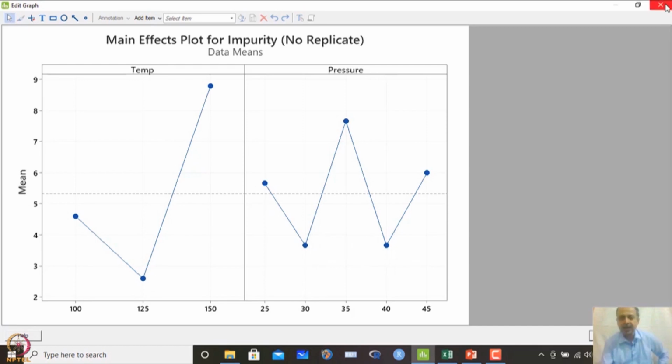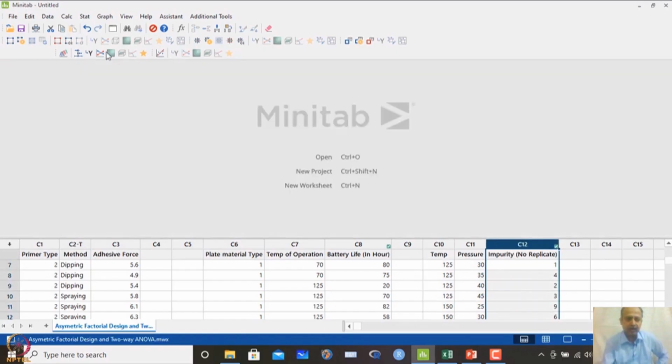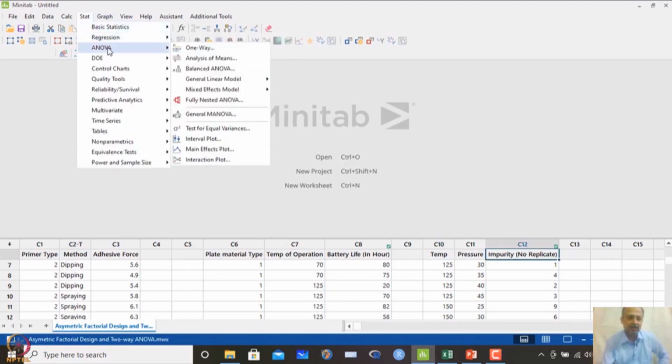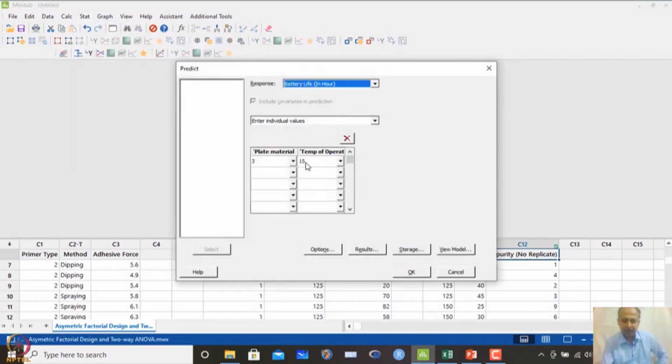Okay. MINITAB gives you another option over here, because the two variables are continuous, and also the CTQ is continuous. MINITAB also gives you an option for optimization of this: what should be the combination of temperature and pressure that will give you the lowest impurities. In this ANOVA analysis, GLM, there is an option of response optimizer over here, and there is also a predictor that you can use, for predicting any of this.